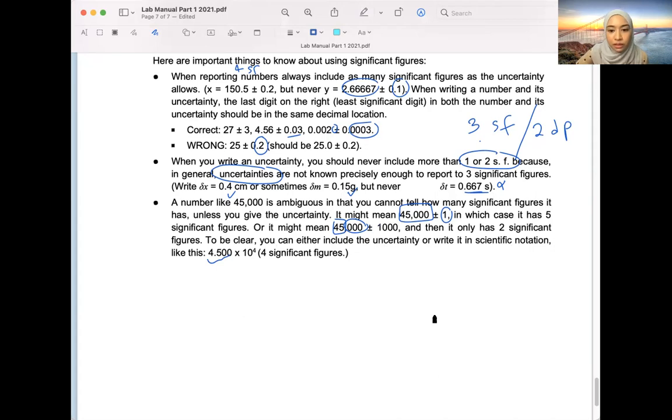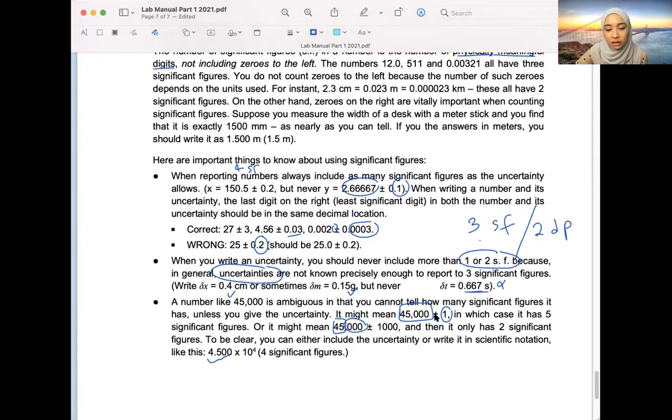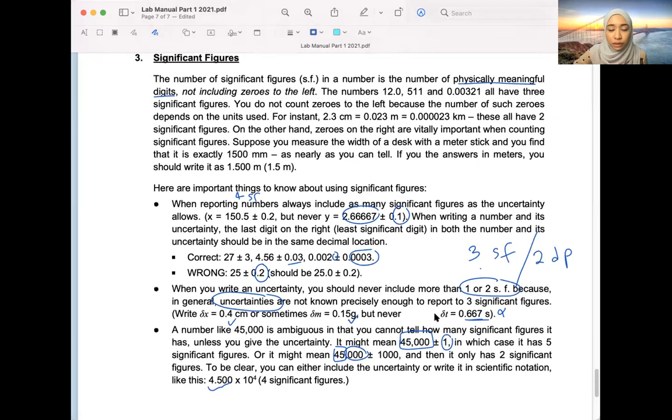This document will be provided to you if you want to go over it. If this is not clear enough, you can Google. You can read how other people explain it, if that helps. Okay.